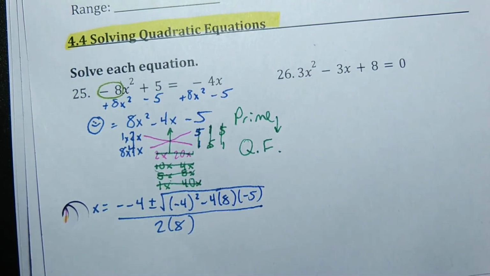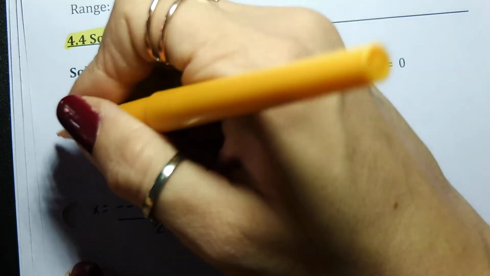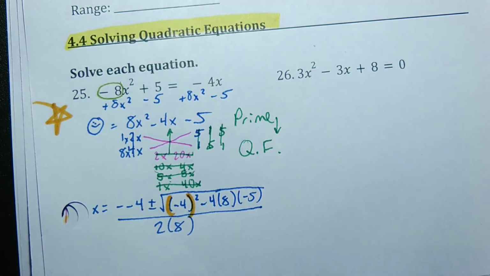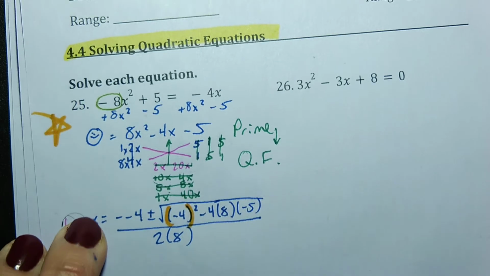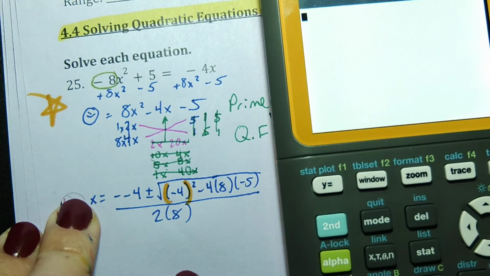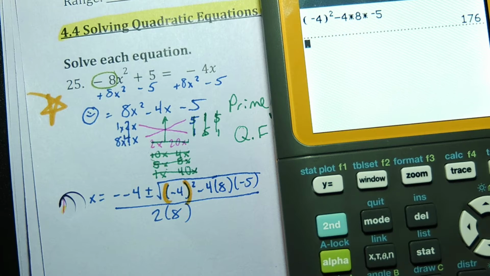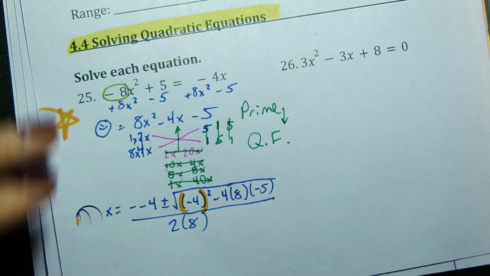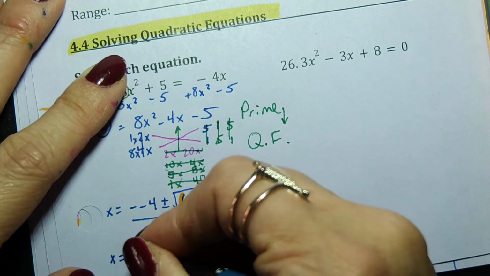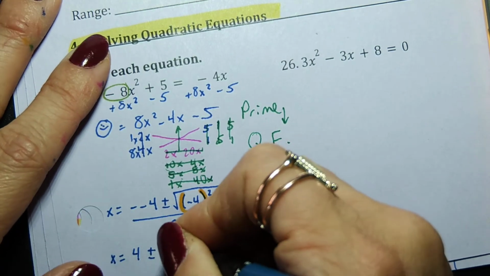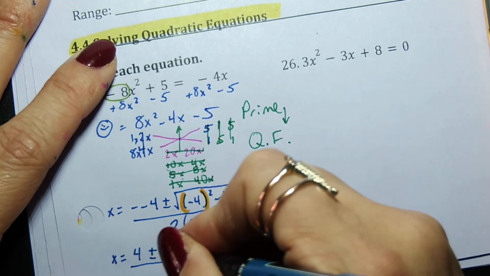So those parentheses, that's important to start by this problem. Without those parentheses, your discriminant goes wrong. When your discriminant goes wrong, the whole problem goes wrong. So let's start here under our square root with negative 4 squared minus 4 times 8 times negative 5, which is 176. Wow, I do not like that number. Okay, so x equals positive 4 plus or minus the square root of 176 all over 16.